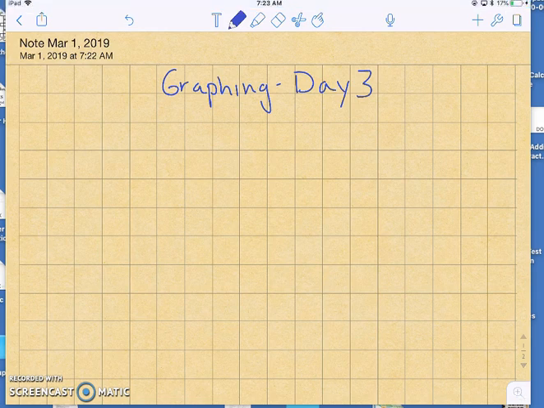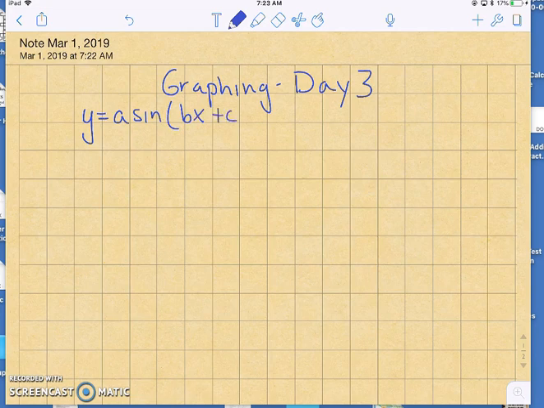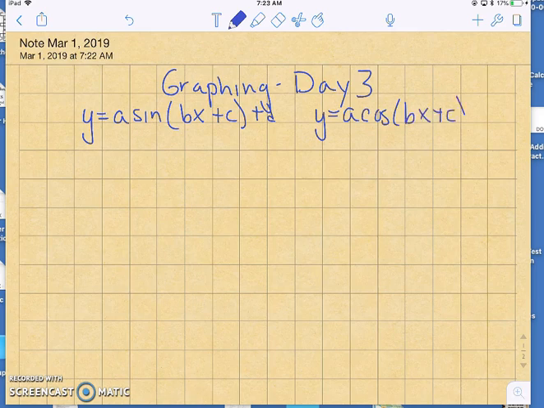So the equations we're going to look at today are y equals a sine of bx plus c, plus d, and then we're going to look at the cosine as well. Y equals a cosine of bx plus c, plus d. So we're adding a few more letters.